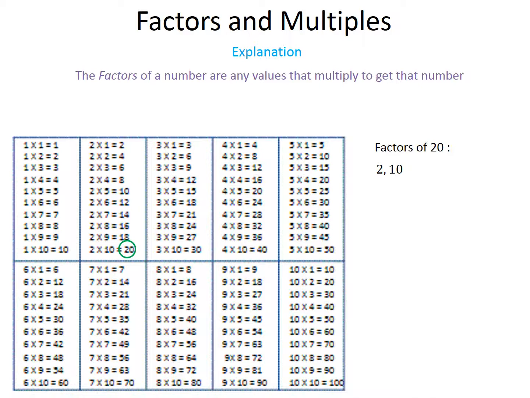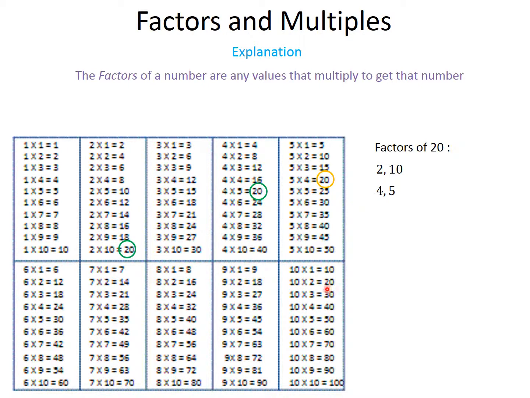Are there any other ones? Here we go. 4 times 5 is there. That equals 20. So that means 4 and 5 are factors of 20. Now notice that there's another 20 right here, but that's 4 and 5 again. They're just round the other way. So we don't write it down again because we've already got 4 and 5 there. So all we have to do is just ignore that one.